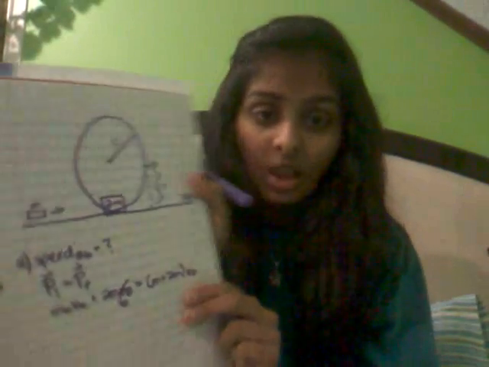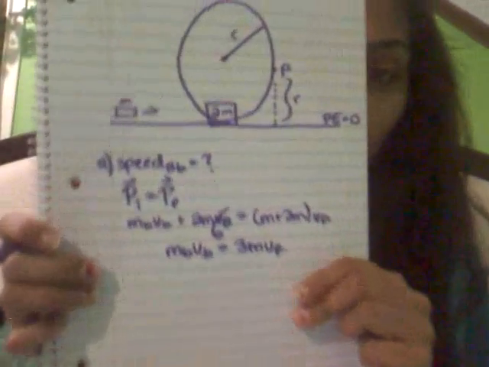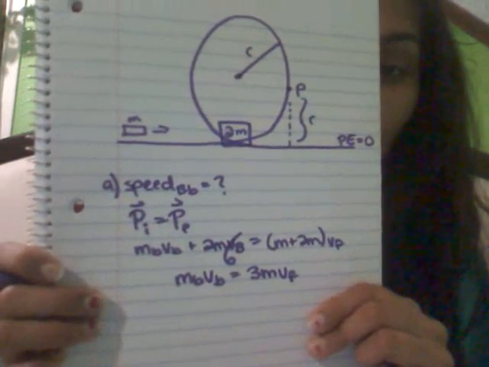But since we know that the block starts off at rest, we can cancel that out, and so that goes to 0. And so what we're going to have is the mass and velocity of the bullet multiplied together is going to give us the total mass times the final velocity. Alright, so basically all we do then is solve for the final velocity.